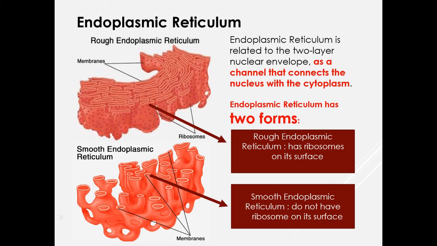The endoplasmic reticulum, or ER, is related to the two-layer nuclear envelope, or acts as a channel that connects the nucleus with the cytoplasm. As I mentioned before, it consists of two types, rough and smooth ER. The rough ER has ribosomes on its surface. In contrast, the smooth ER does not have ribosomes on its surface.